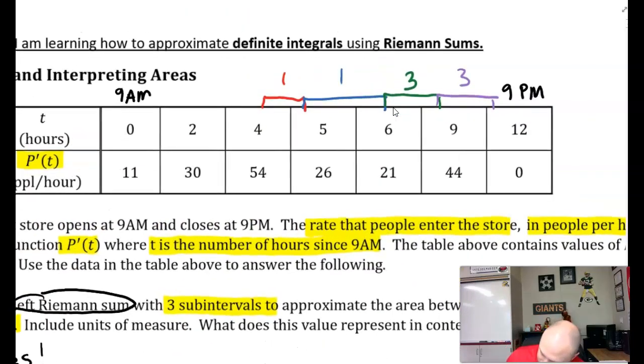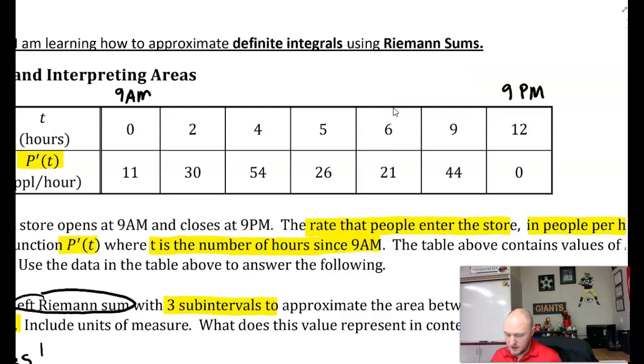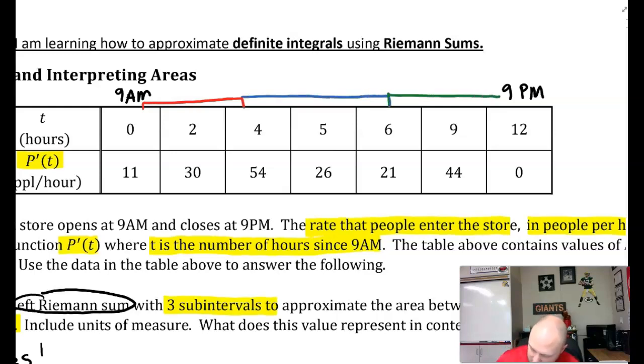So I'm here, and I want 3 subintervals from 0 to 12. Okay, so if I want 3, 0 to 4, that's going to be 1. 4 to 6, that's going to be 1. And then 6 to 12, that gives me my third one. This is kind of a unique example, not common. But it's the data indicated by the table.